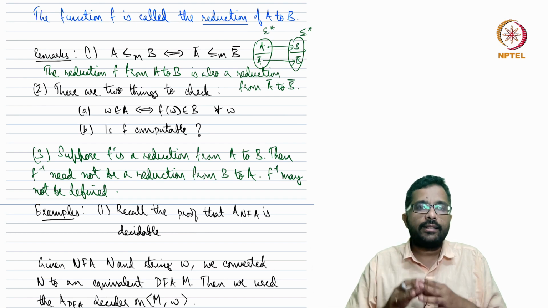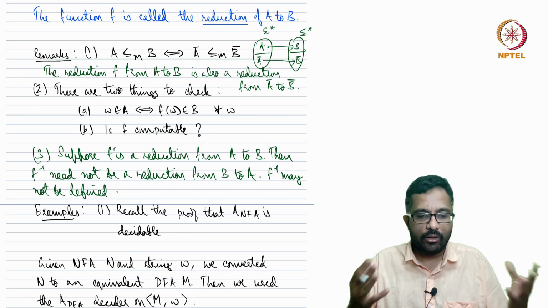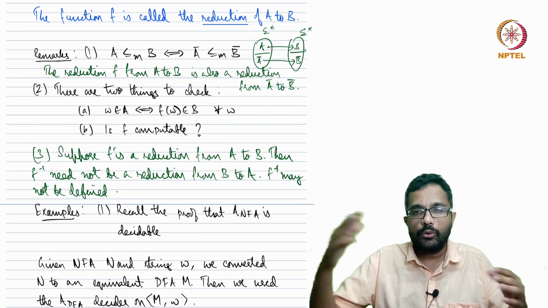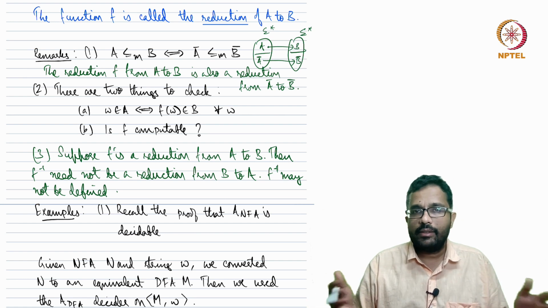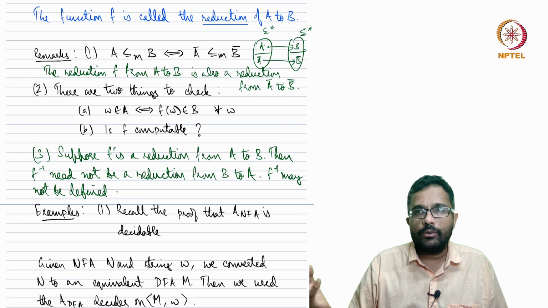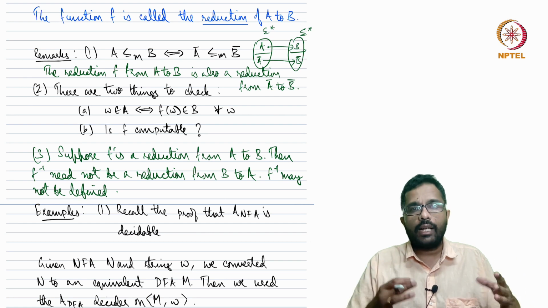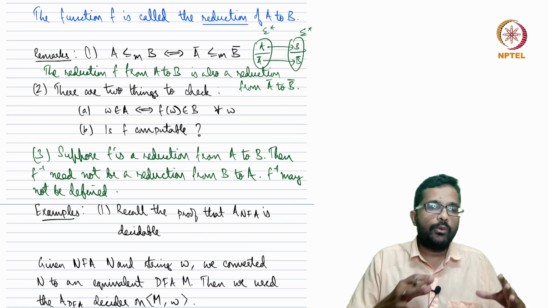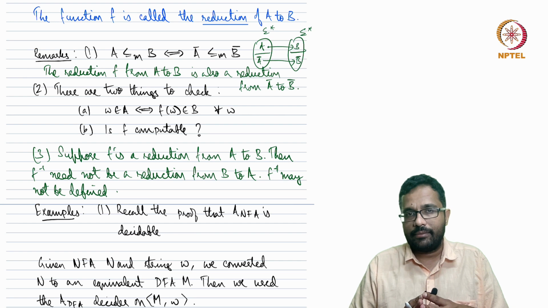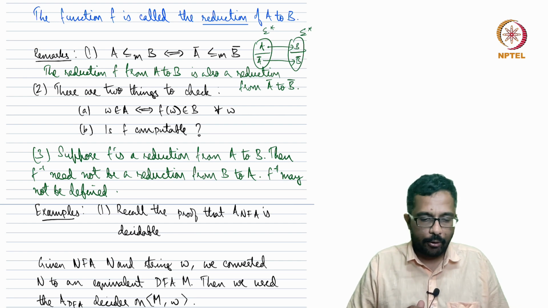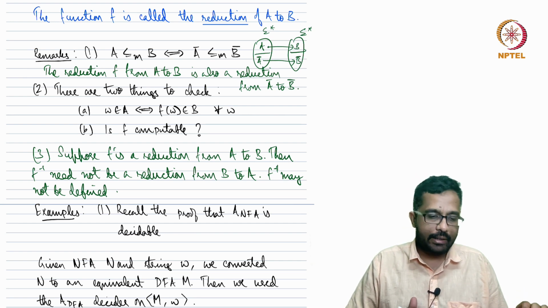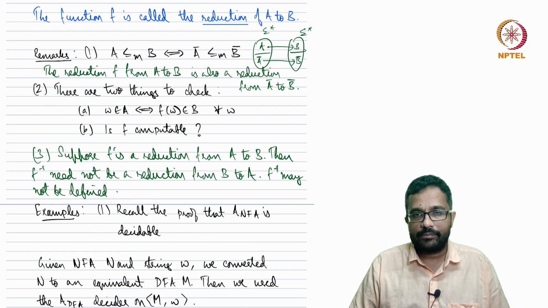Now, if the transformation is not computable, meaning we don't know how to get this transformation, then it is not really useful to just have the decider of B. So it is important that f be computable. Otherwise, we don't have a computable way to get to the B instance. So both of these are important. Whenever we are talking about reduction, both of these need to be checked.